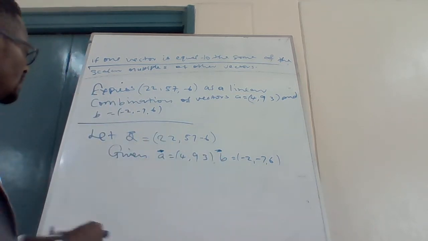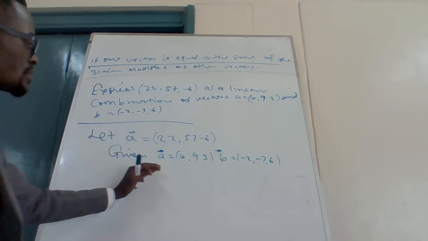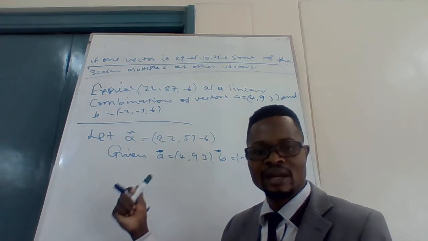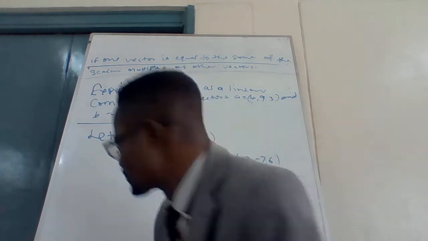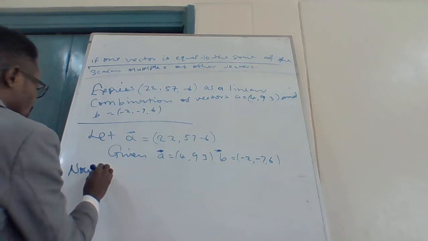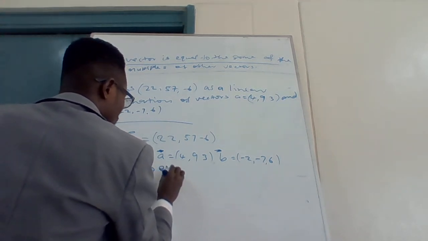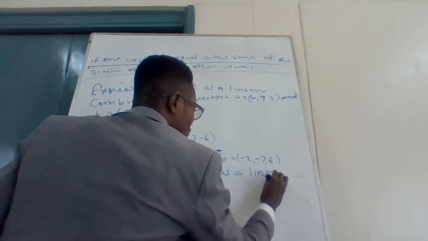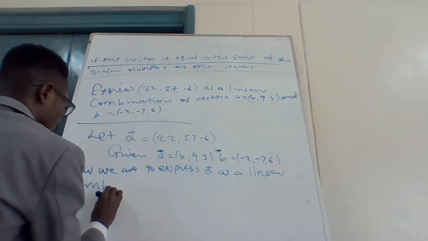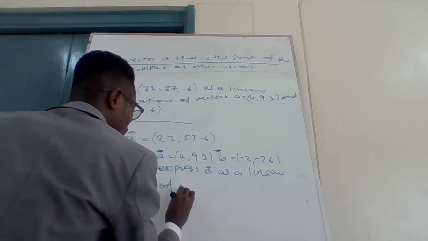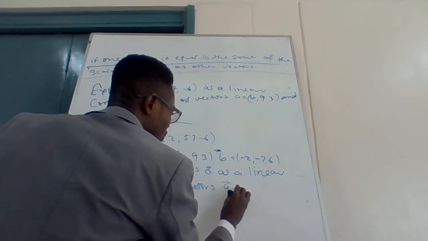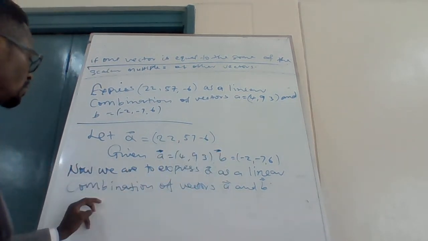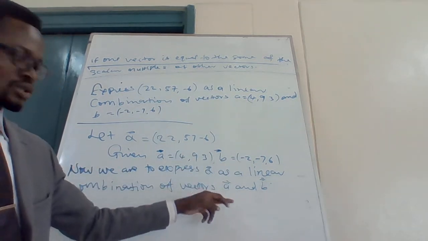So we have introduced alpha. This is the Greek letter alpha, and this is what we are given, A and B. Now we are to express our vector alpha as a linear combination of vector A and B. So that's exactly what we are expected to do: express this vector alpha as a linear combination of vectors A and B.